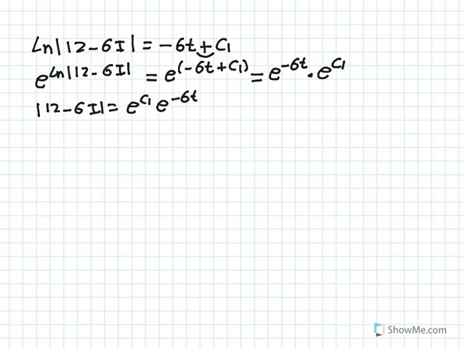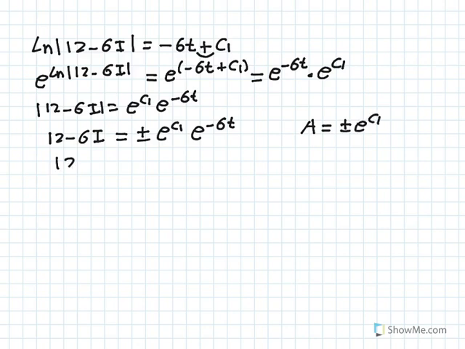Now we get rid of the absolute value, and we're going to get 12 minus 6i is equal to plus or minus e to the c1, e to the minus 6t. Let's introduce another constant. Let a be equal to plus or minus e to the c1. So we have 12 minus 6i is equal to a e to the minus 6t. Now let's solve for a.